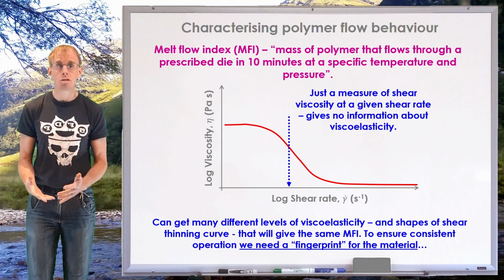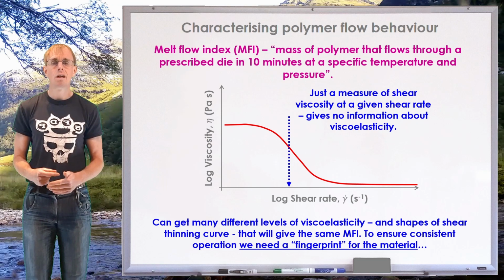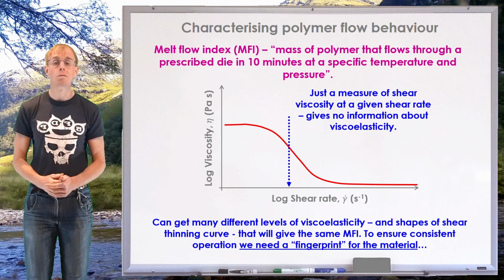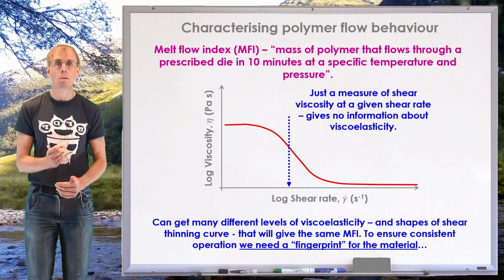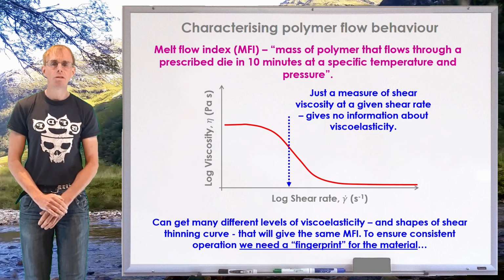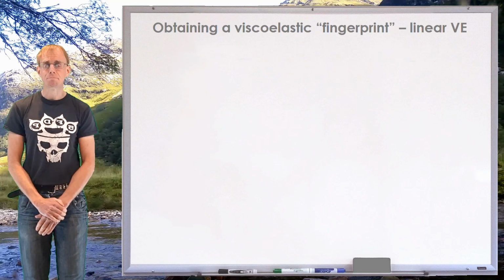So what we really need to do is to have enough data, especially if we're doing quality control between polymer batches, to ensure that we've got a fingerprint of what a good polymer looks like. So let's think about techniques we can use to do that.